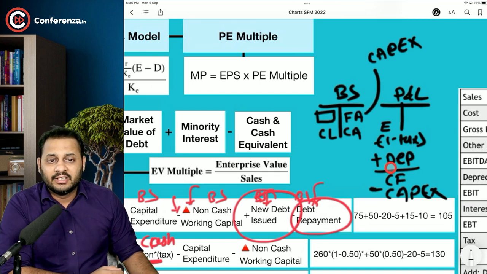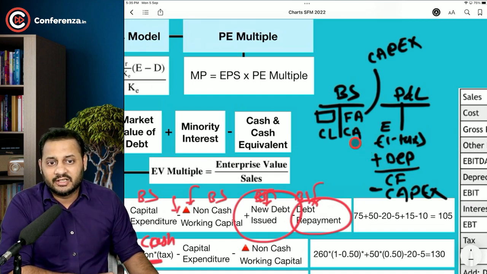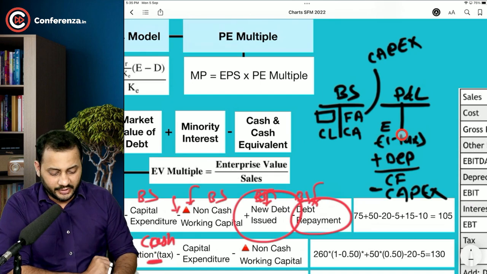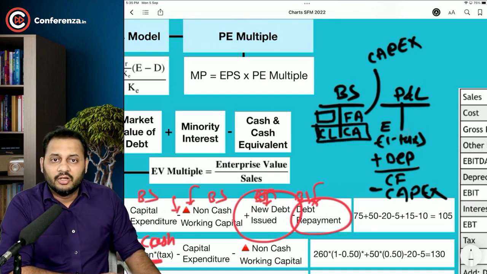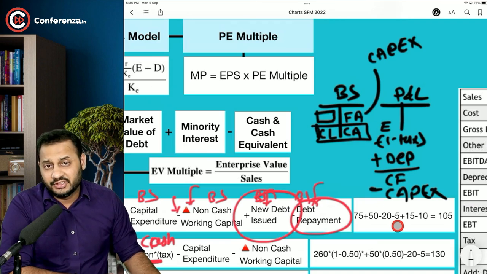And if there is an increase in the working capital, that means increase in current assets minus current liabilities taken together, you will deduct it. If there is a reduction in the working capital, you will add it. So ultimately you will reach this point. That means free cash flows to firm.